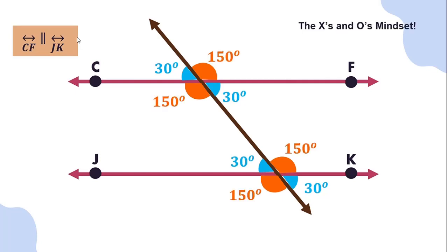We also know that all of the orange angles have a measure of 150 degrees because they are linear pairs, meaning they are supplementary, so 180 minus 30 is equal to 150. And again, this should really drive home the fact that if you know one of those angles, you can find all of the angles.